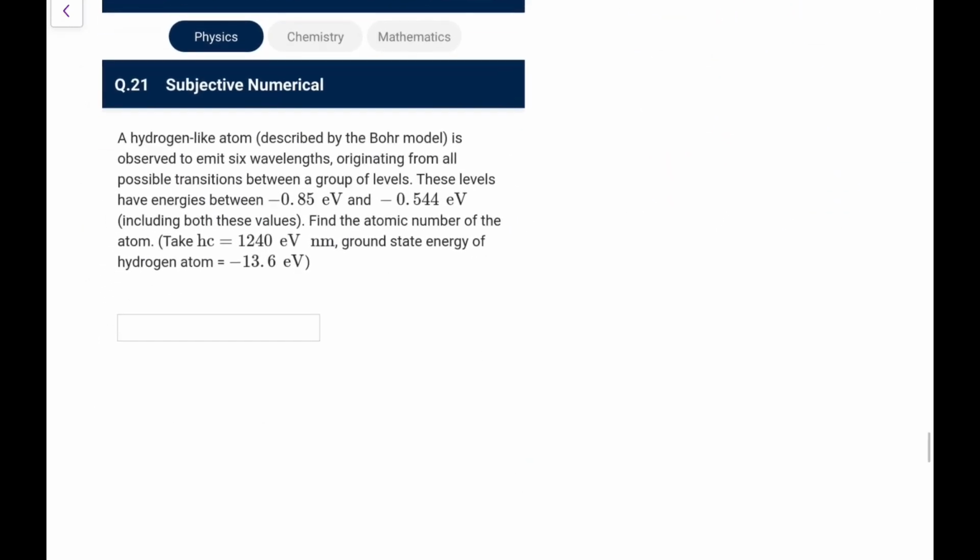Next, a hydrogen-like atom described by the Bohr model is observed to emit 6 wavelengths originating from all possible transitions between a group of levels. These levels have energy between this and this, including both these values. Find the atomic number of the atom. The ground state energy is taken as this. Because we are getting 6 lines, we use the formula for the total number of lines: n higher minus n lower into n higher minus n lower plus 1.